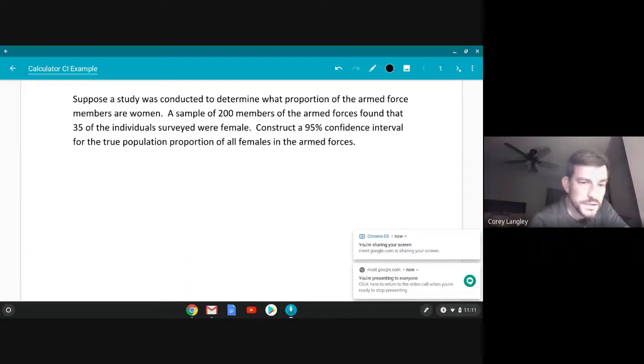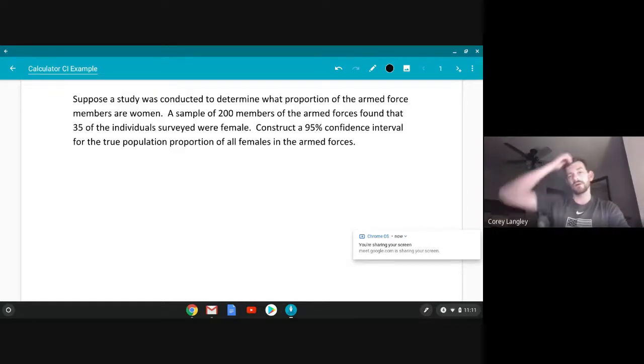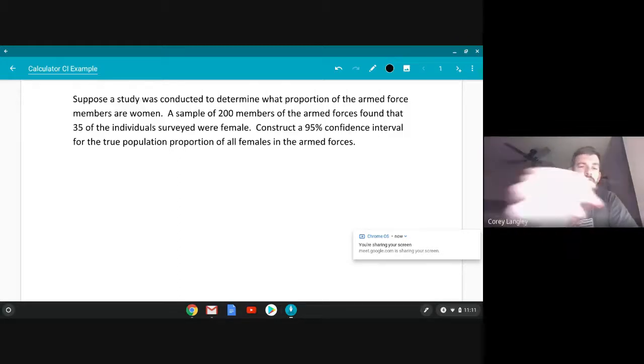Okay, so it says that suppose a study was conducted to determine what proportion of the armed forces members are women. A sample of 200 members of the armed forces found that 35 of the individuals surveyed were female. Construct a 95% confidence interval for the true population proportion of all females in the armed forces.